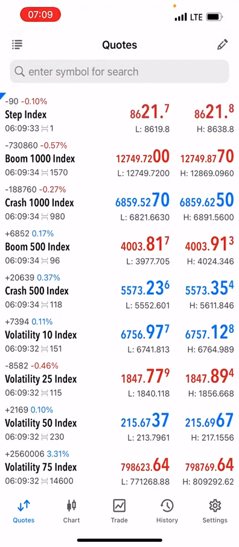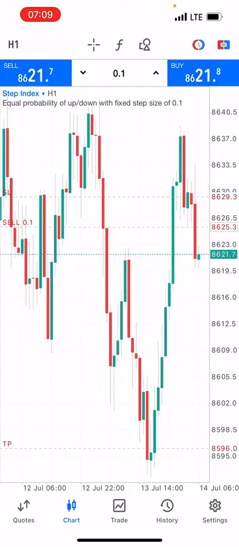So let's dive into why we are here. First, two strategies I use in trading step index. That's what I'm going to share with you, and I believe you're going to benefit from this. So guys, please always follow the rules that I'll be giving you. Firstly, the first strategy I use on trading step index is the price action strategy.